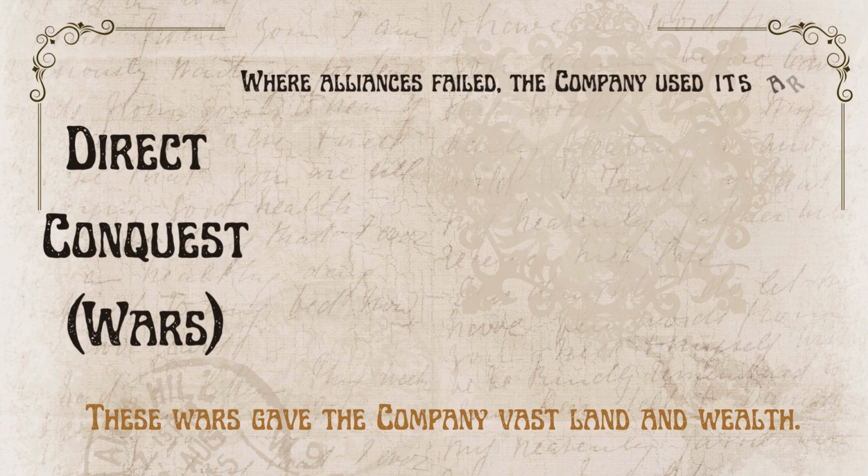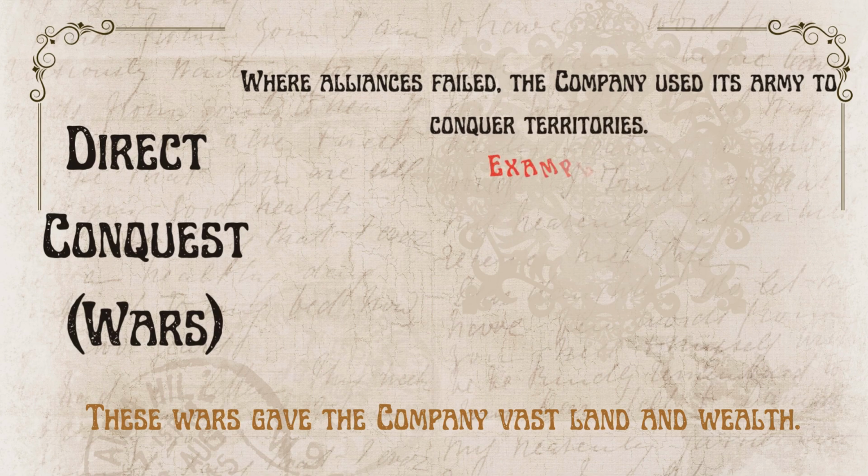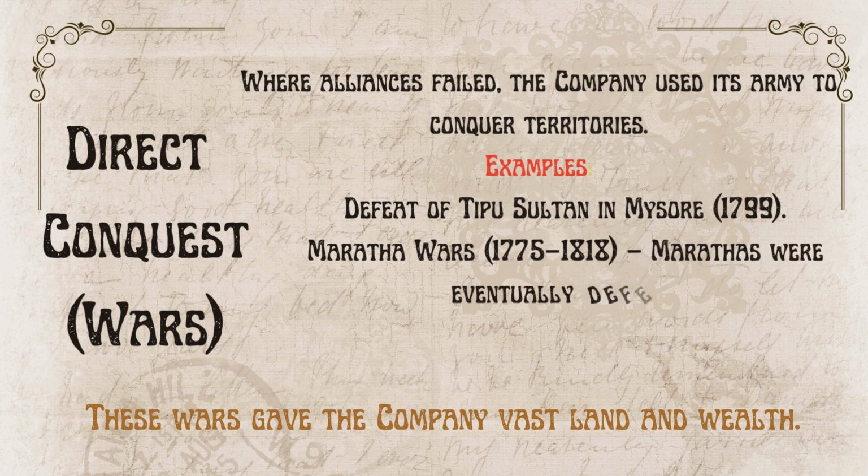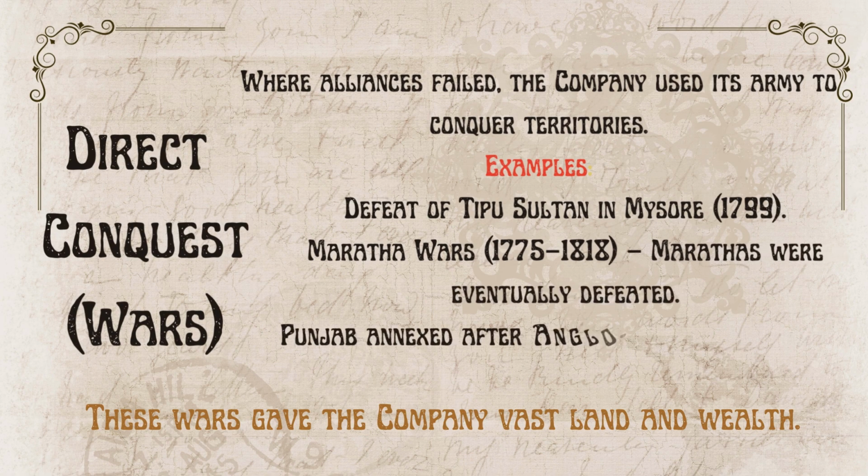Where alliances failed, the company used its army to conquer territories. Examples are the defeat of Tipu Sultan in Mysore, 1799, and the Maratha Wars, 1775 till 1818. Marathas were eventually defeated. Punjab was annexed after the Anglo-Sikh Wars, 1845 till 1849. These wars gave the company vast land and wealth.